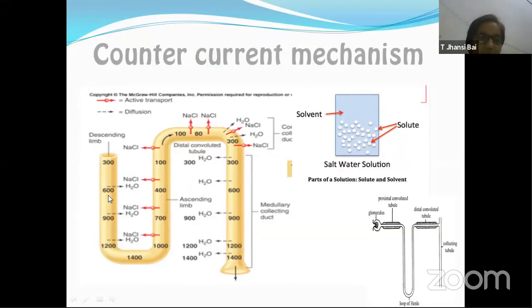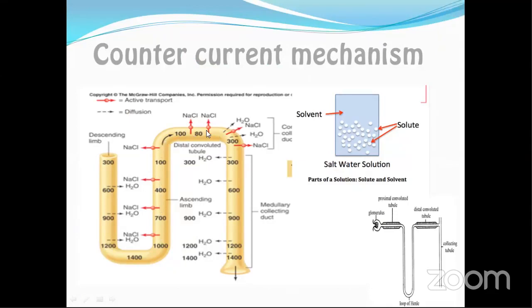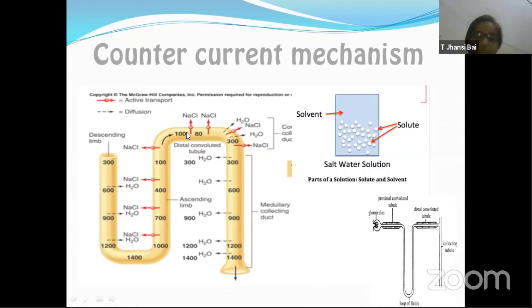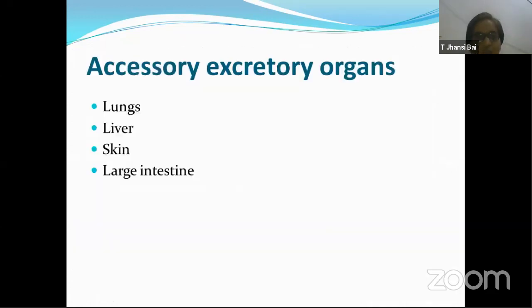So here also the same thing is happening. When water is coming off, the number of solute particles keeps on increasing, thereby the concentration keeps on increasing. When it reaches the distal convoluted tubule, the DCT again reabsorbs. We have already seen what substances are reabsorbed here. And finally, once again, you find hypertonic urine being excreted out. So this is the countercurrent mechanism. Hope you understood. Let's move further.